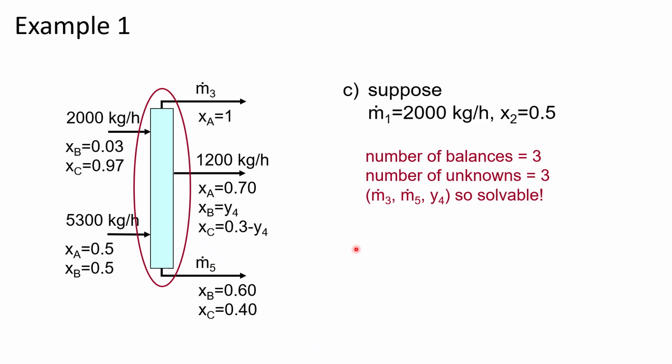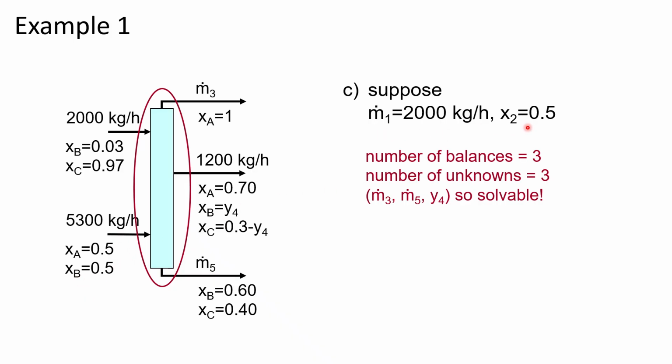For this problem, we're going to assume that m dot 1 is 2,000 kilograms per hour, and we'll substitute that number over here into our process flow diagram. And we're also going to assume that x sub 2 is equal to 0.5. And we substituted that over here. And we know that x sub A, the mass fraction of component A, was a half, and the mass fraction of component B was just 1 minus that. So both are a half.